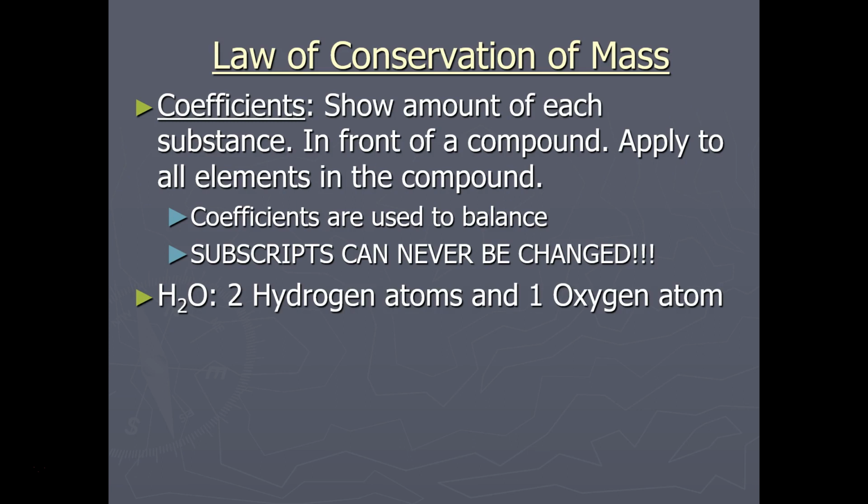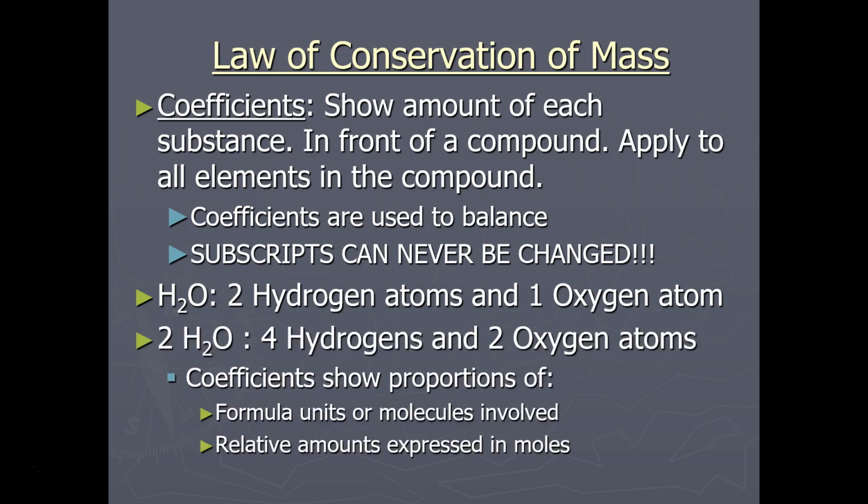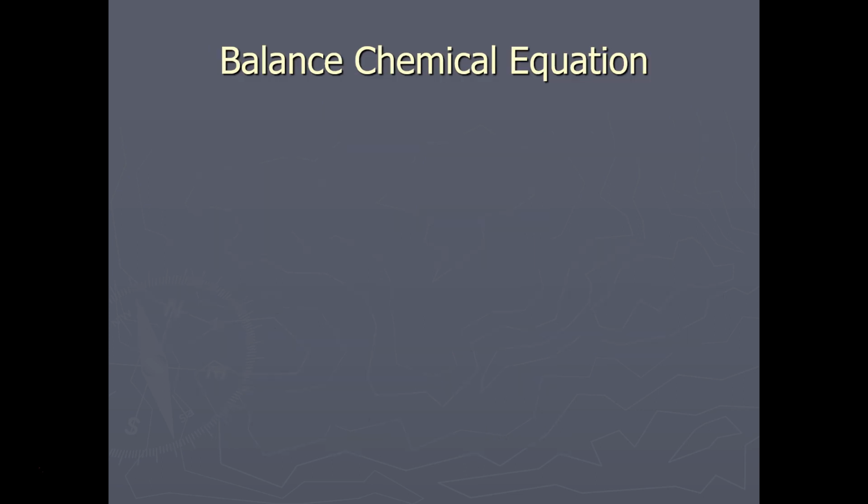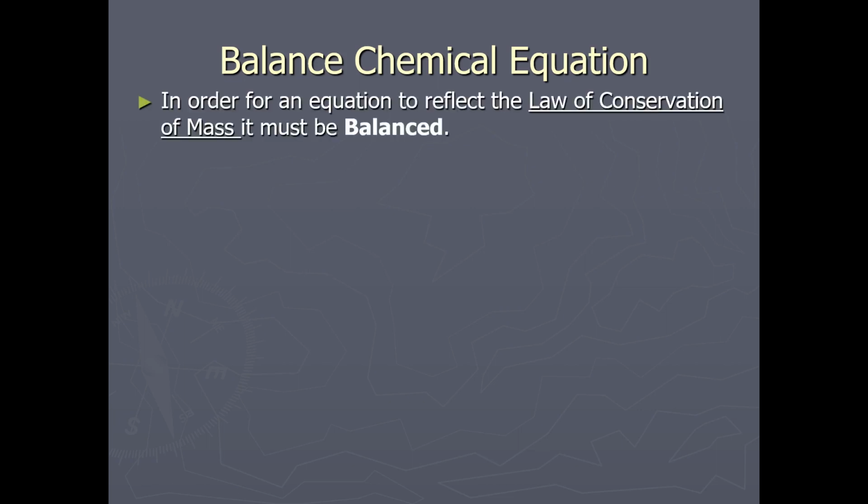So if I told you you had H2O, you know that means you have 2 hydrogen atoms and 1 oxygen atom. But if we do 2 H2O, we now have 4 hydrogen atoms, 2 times 2, and 2 oxygen atoms, 2 times 1. So the coefficients show proportions of formula units or molecules involved and the relative amount expressed in moles. So we're going to use those coefficients to balance chemical equations.